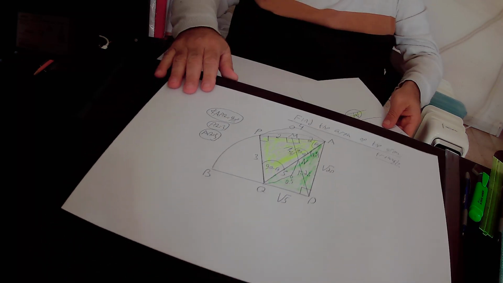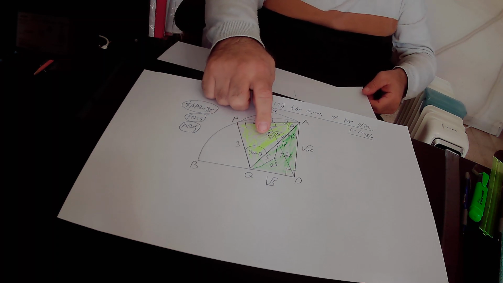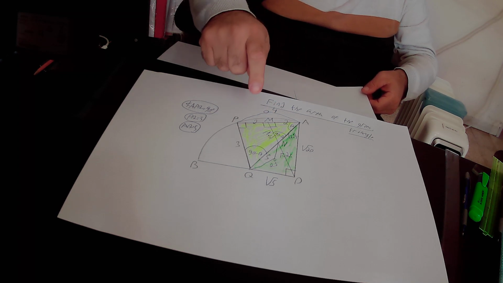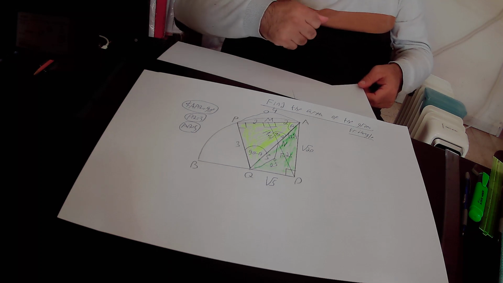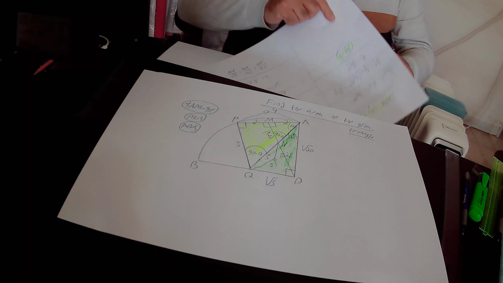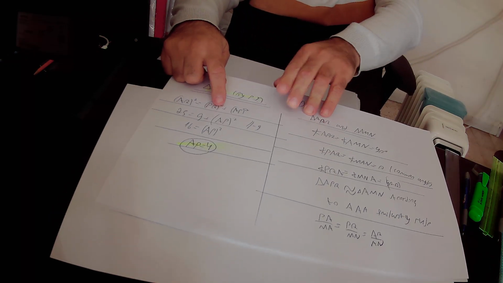So here AQ equals 5 units, therefore AQ square is 5 squared, that is 25. PQ equals 3 units, therefore PQ square is 3 squared, that is 9, plus AP square. AP is unknown, so we leave it as it is. So we found that 25 equals 9 plus AP square.